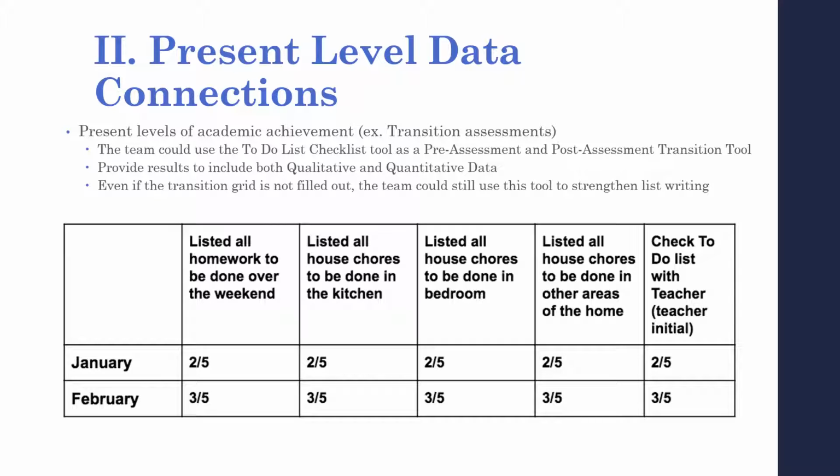Here we can see the connection to present level data. So this shows how the table would be included in the present levels portion of the IEP and what the data would look like. And this table shows data if I had only recorded data for January and February, and this would be the quantitative data for those 2 months. So you can see the averages for each of the columns, and also notice that the columns have the same headings and vocabulary as the checklist.